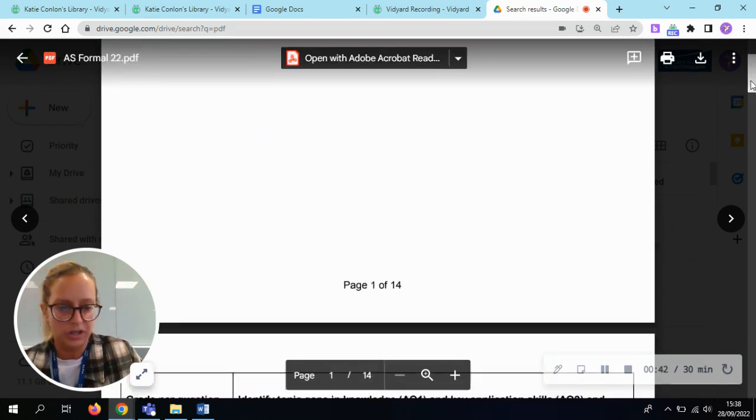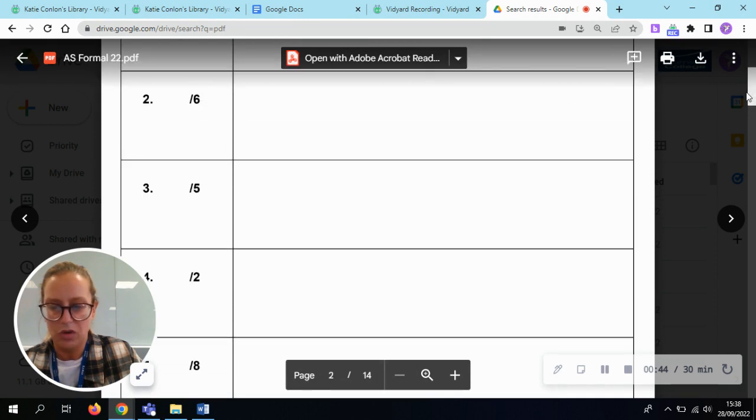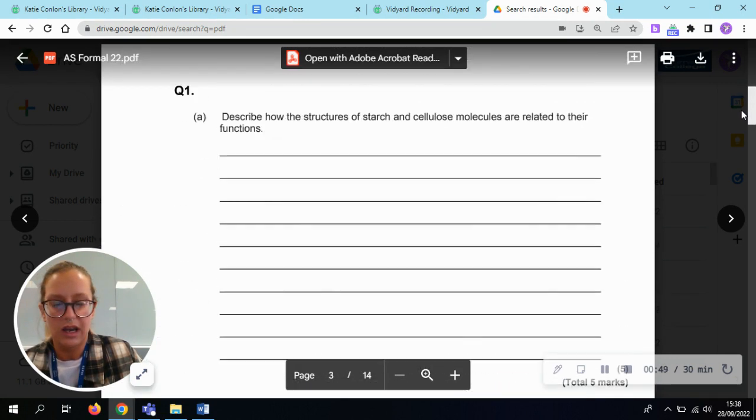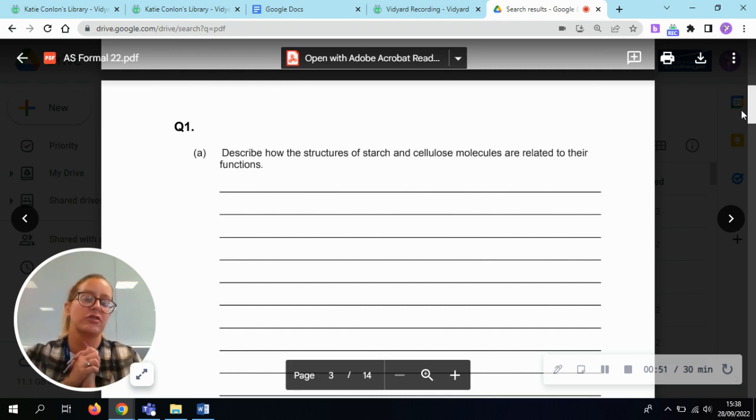So in this question, we're just going to go through question number 1, which is a fairly straightforward question. We have got this question here: describe how the structures of starch and cellulose are related to their functions. So the first thing that we've got to think about is, what are the structures of starch and cellulose? And then secondly, how are they related to their functions?